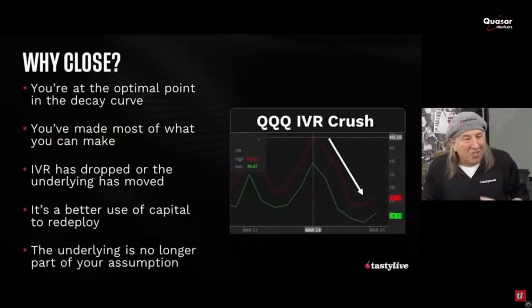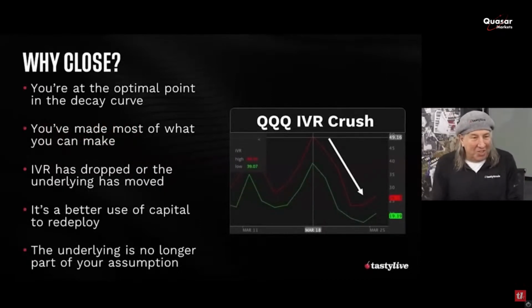Okay, so first of all, why close a position? Let's say you're at the optimal point in the decay curve, which means you have all the factors working for you. That's why you close. Let's say you've made the most on a daily basis of what you can make. And now the risk reward is going to flip-flop a little bit, and you're going to take more risk for less reward.